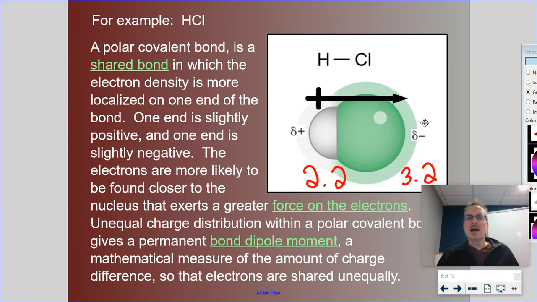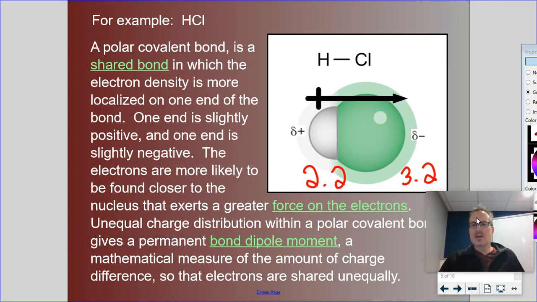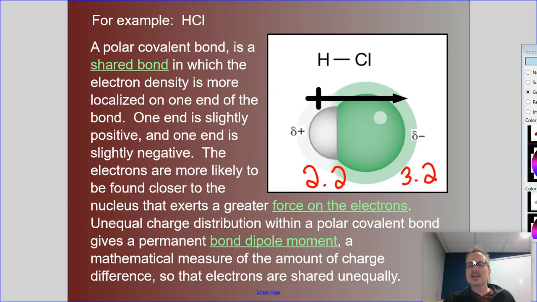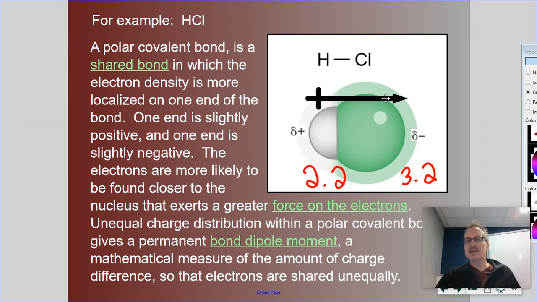So let's read through the slide. A polar covalent bond is a shared bond in which the electron density is more localized on one end of the bond. One end is slightly positive, that's our hydrogen side, and one end is slightly negative, that's our chlorine side. So there has to be this discrepancy amongst electronegativity values. The electrons are more likely to be found closer to the nucleus that exerts a greater pull. I pull harder, those shared electrons are going to be slightly closer to the chlorine side. This unequal charge distribution within a polar covalent bond gives what we call a bond moment, this bond dipole.